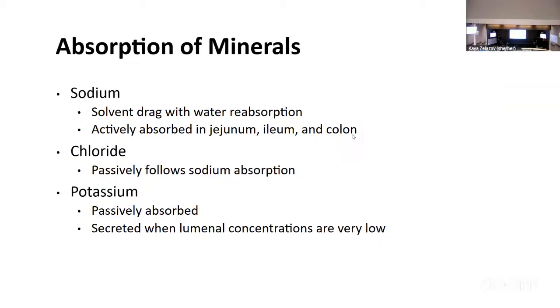The one thing to know about potassium is that in certain conditions, right? So if it's super low potassium in the luminal concentration, like, the concentration of potassium is really low there, then it's actually going to flip what it does. So this potassium, instead of being passively absorbed, if we have really low potassium in the lumen, will flip directions and end up getting secreted because it's just following gradients here.